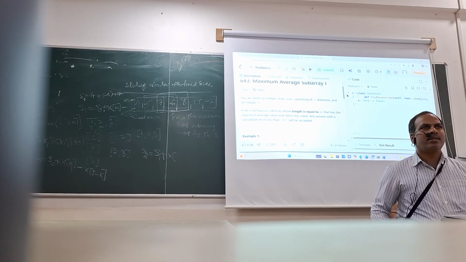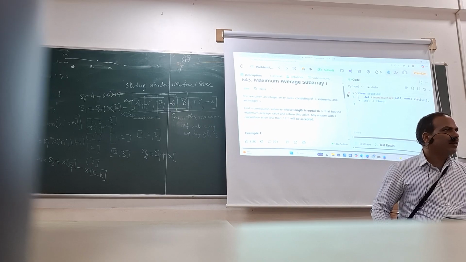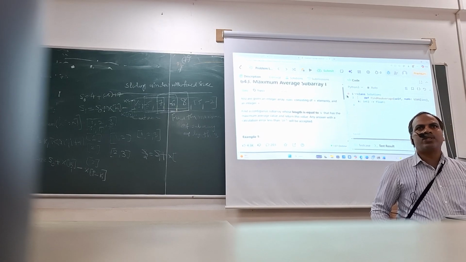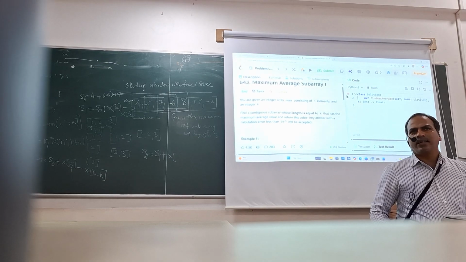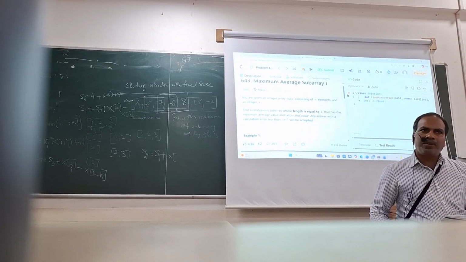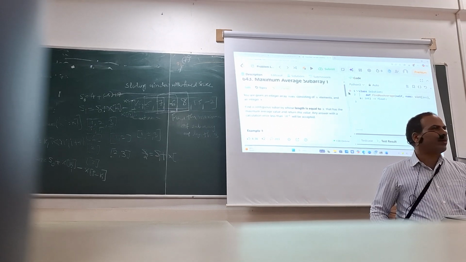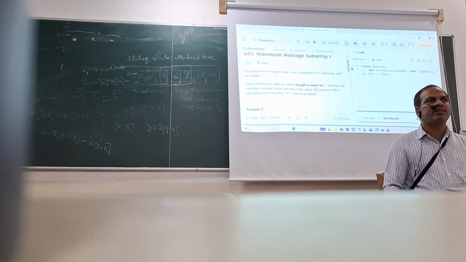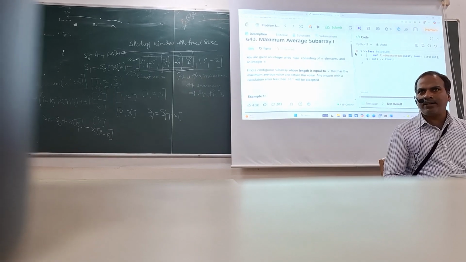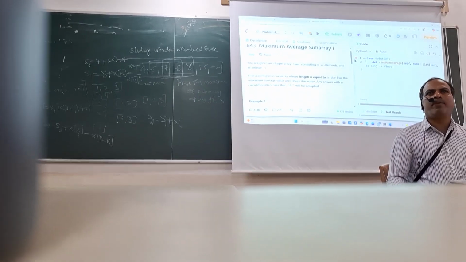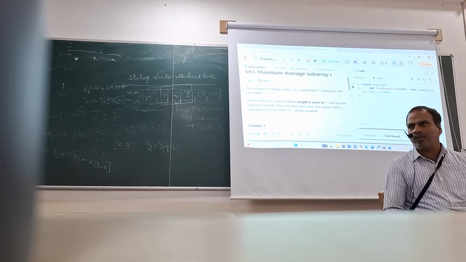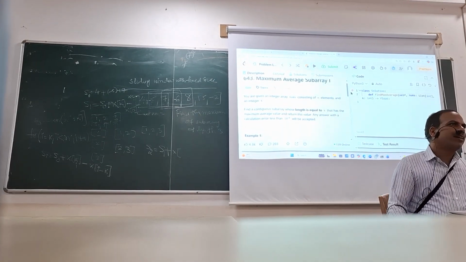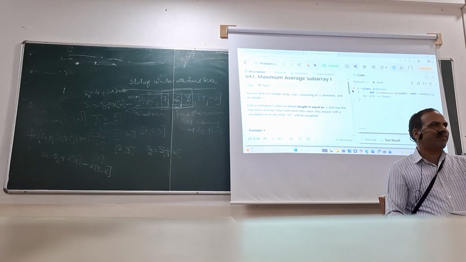What is average? Sum divided by length. It's very clear. You have to find the maximum sum. Wherever you get the maximum sum, you evaluate. Every subarray has the same length 3, so it's not mandatory to find the average for every subarray. It's not required, because for all the subarrays the length is 3 only. So if you just find the sum, it is enough.